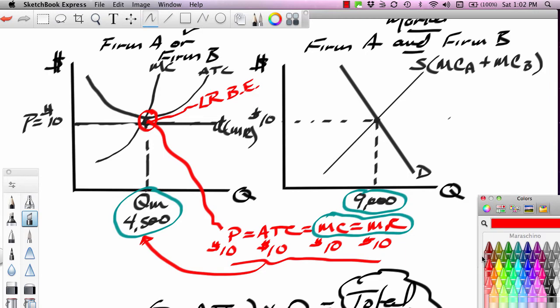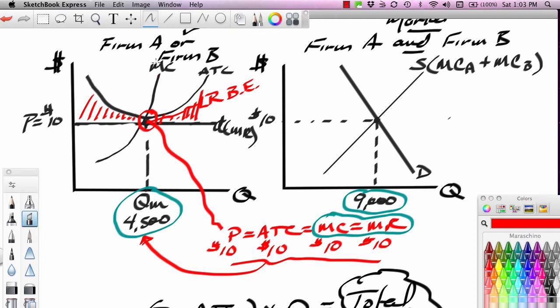Again, it's Saturday. I'm having trouble talking. If it operates anywhere else other than where MC equals MR, it's in a loss position. Notice that at any other output rate, the average total cost is higher than the price. So only where MC equals MR does this firm break even. Any other output rate other than 4,500 would be a loss position for either firm.